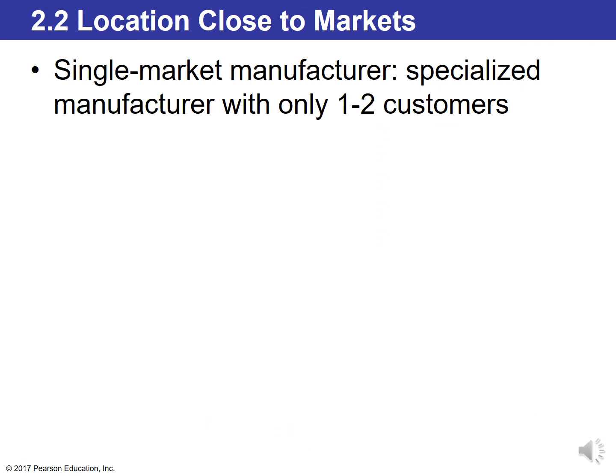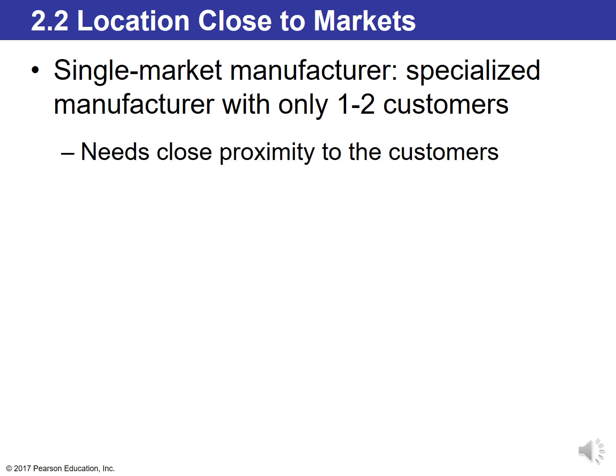Okay, so another type of manufacturer that would need to be close to their customers is a single market manufacturer. And this would be like a company that only has 1 or 2 types of customers. And so they need to be in close proximity to their 1 or 2 customers. An example of this would be like a button factory. They're not going to be selling to gas stations and grocery stores and things like that. They're going to be selling to cloth manufacturers. And so anything that is super specialized like that, zippers, clips, pins, anything that has one type of customer will want to be near that type of customer.